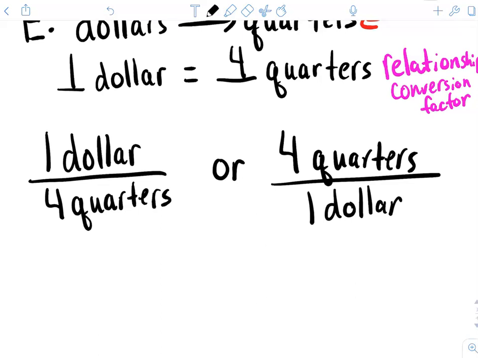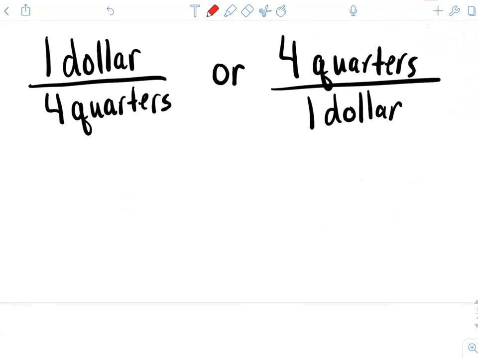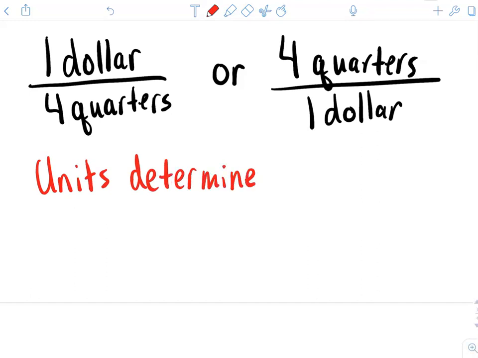Okay? Now, you may be thinking to yourself, well, how do I know which fraction I'm actually going to use? Your units determine which one you use.